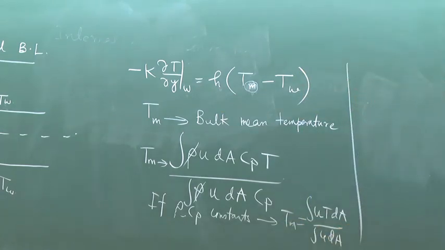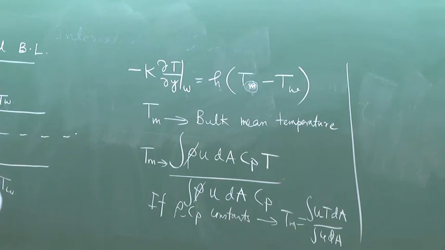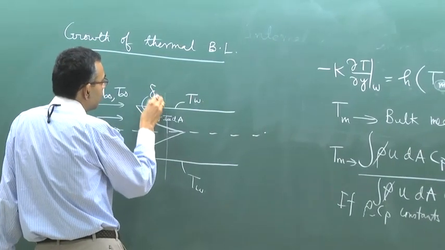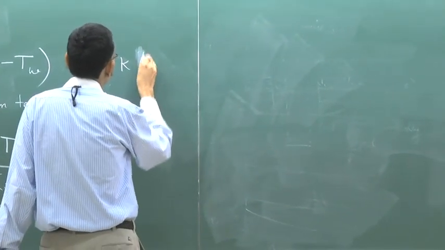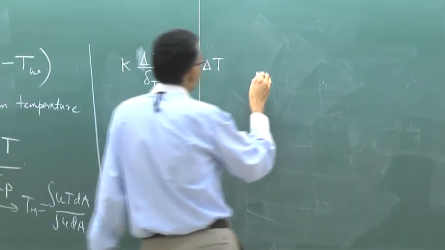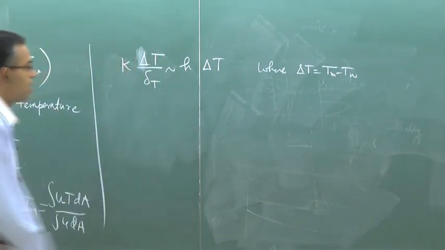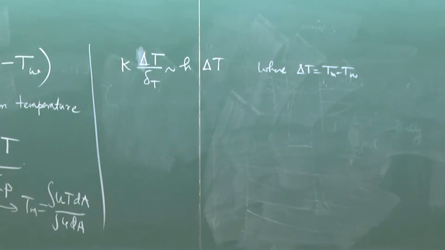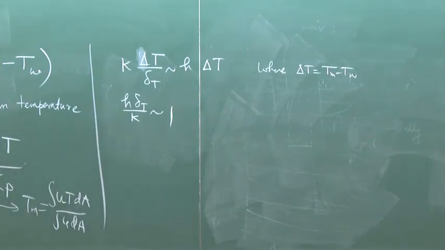right. Now let us try to write an order of magnitude expression for this. So let us say that delta T at a given x is the thermal boundary layer thickness. So we can write k into delta T, and h delta T by k is of the order of 1, right. It is of the order of 1, but it is not a constant.